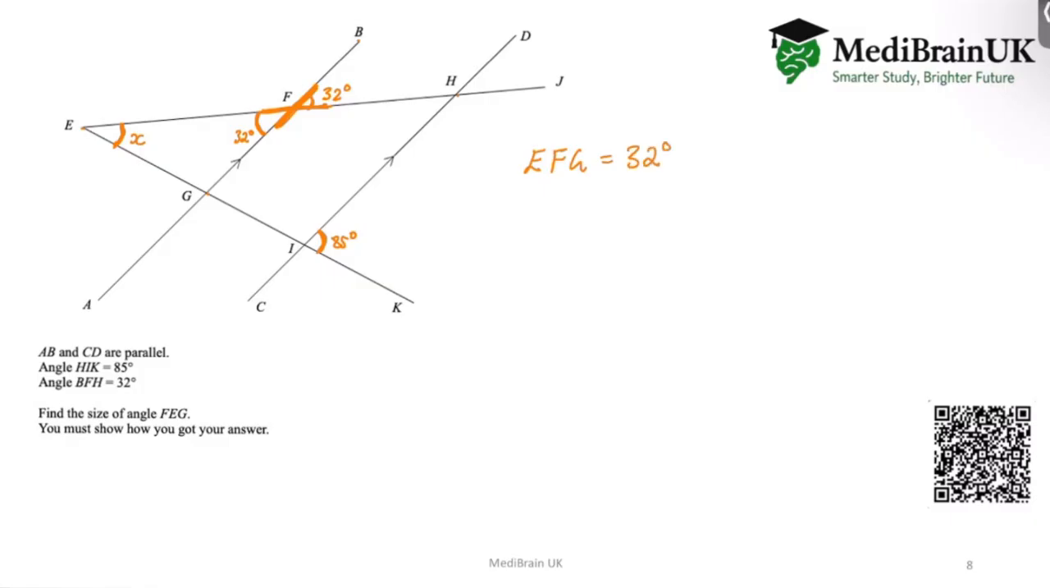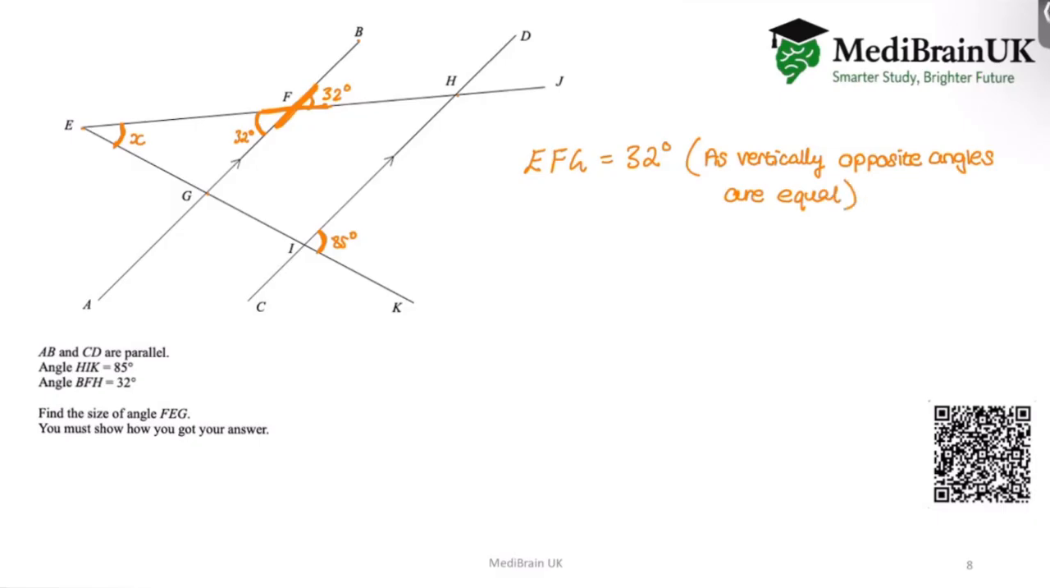Why is angle EFG equal to 32 degrees? Well, it's because it is vertically opposite, as vertically opposite angles are equal. Okay, so that's our reasoning for that part.